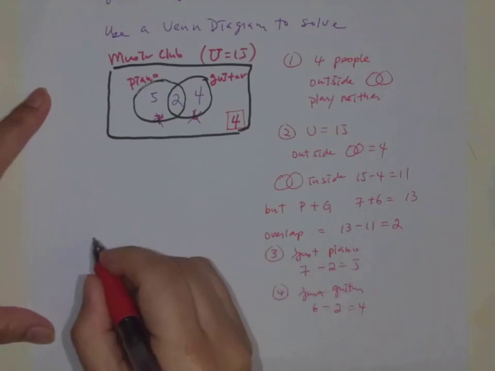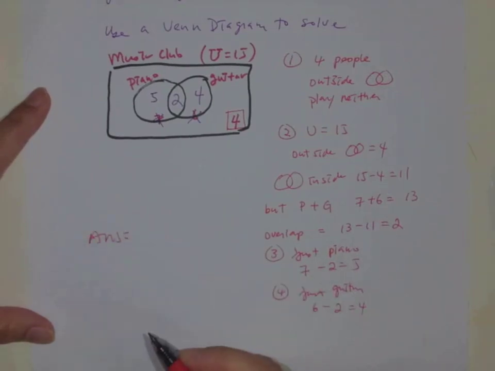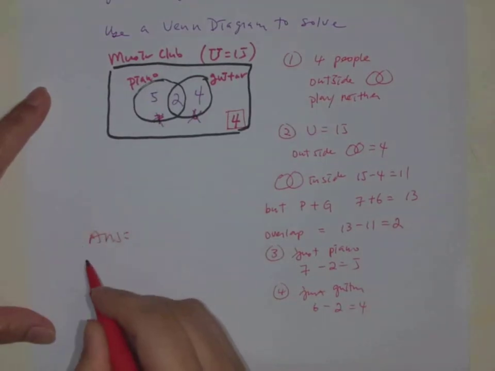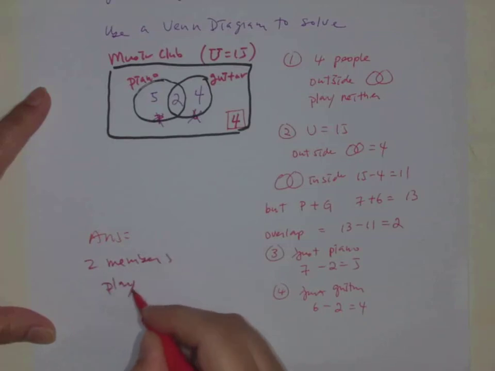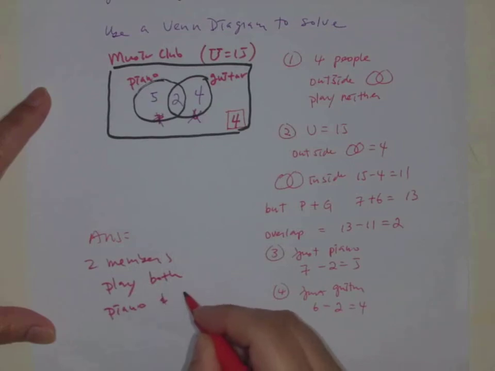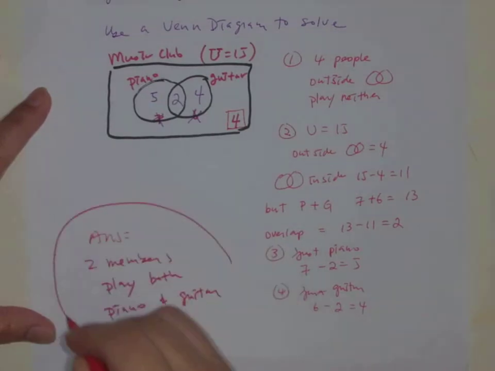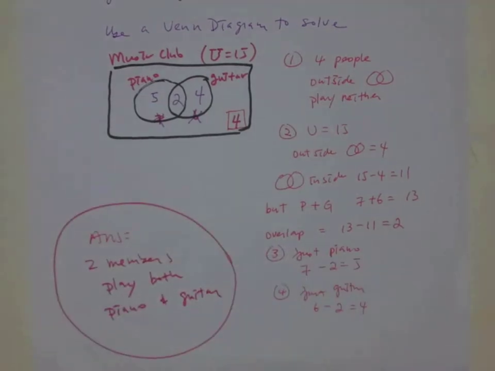And the answer, what are they asking? How many people play both? So we will say 2 members play both piano and guitar. Alright, so I may assign you 1 or 2 questions to practice so you have some experience with those Venn diagram word problems, okay?